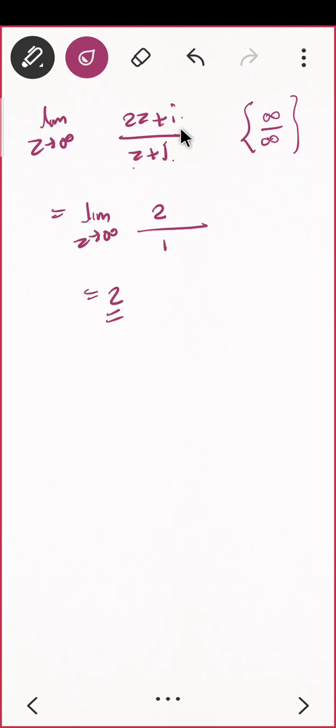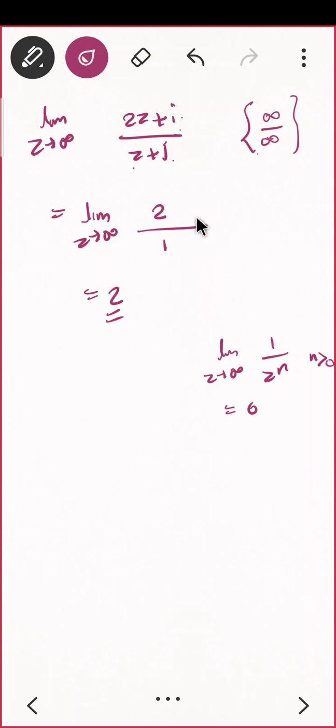Because 1 by z you will put as a 0, but here I want to focus on the infinity by infinity function. That is L'Hopital rule. I am just focusing on L'Hopital rule so that you should understand the importance of that. Because if you take the 11th standard 5th and 6th exercise, it is like this: if z is tending to infinity, then 1 upon z raised to n, where n is positive, the answer is 0.